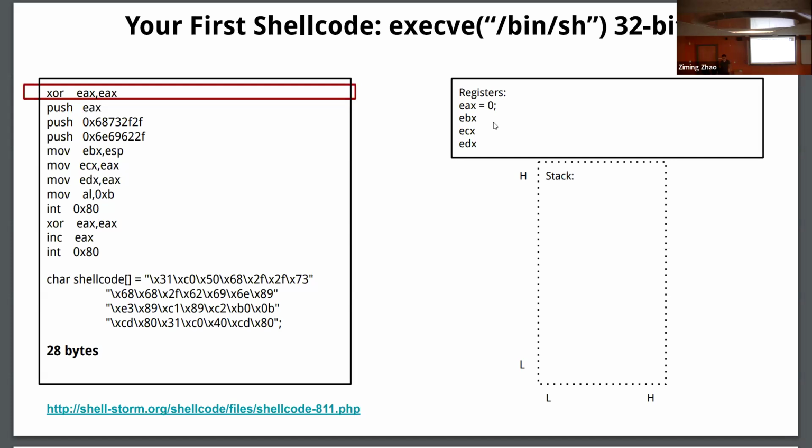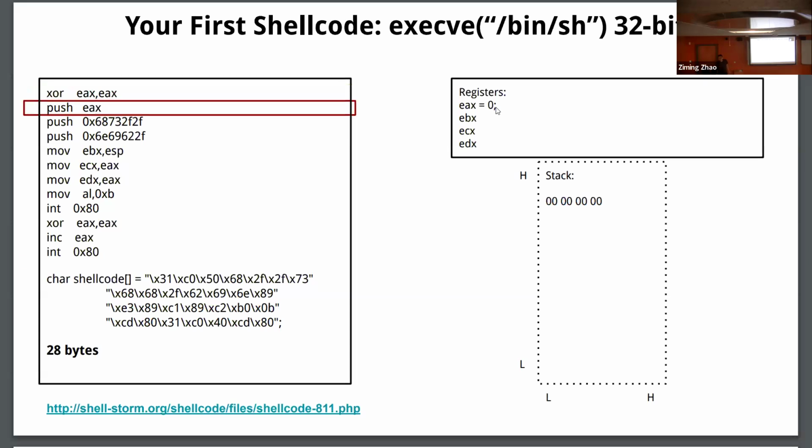The first thing we do is an exclusive OR of the EAX register. After that, obviously, EAX will have the value 0. Then we push EAX, but here EAX is 4 bytes. Assume the ESP is somewhere here. We don't really know the value, but it's somewhere there. Then we're pushing 4 zeros onto the stack, basically.